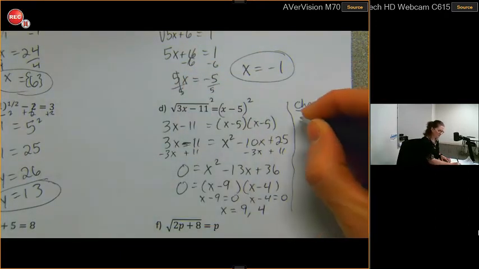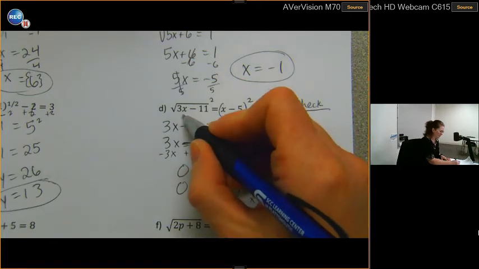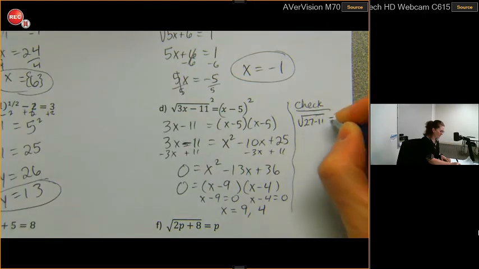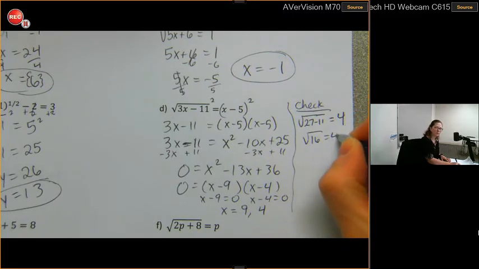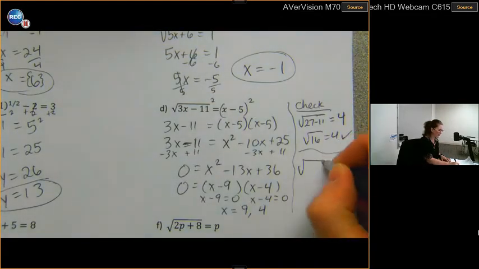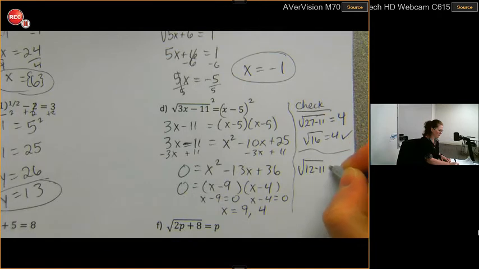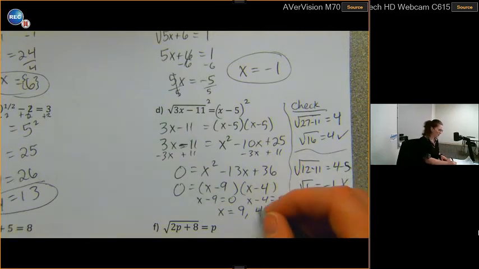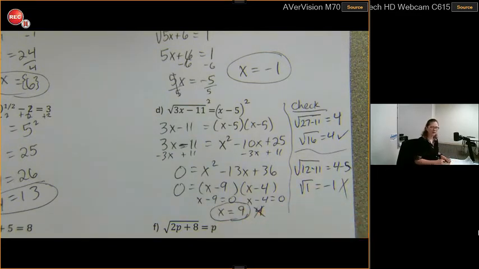So I put in 9. 3 times 9 is 27. And then putting in 9 minus 5 is 4. So the square root of 16 equals 4. So that's good. And then I check the 4. So 3 times 4 is 12. And then putting in the 4 for the other x. So I have the square root of 1 equals negative 1. That is false. So the 4 is an extraneous solution, and my answer is only the positive 9.